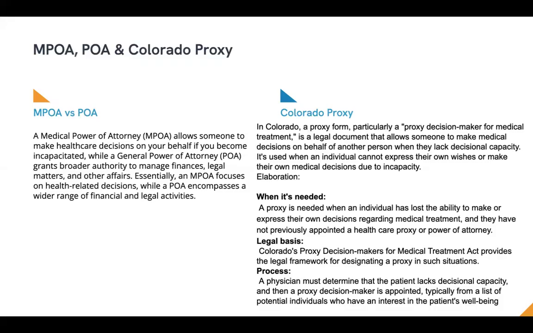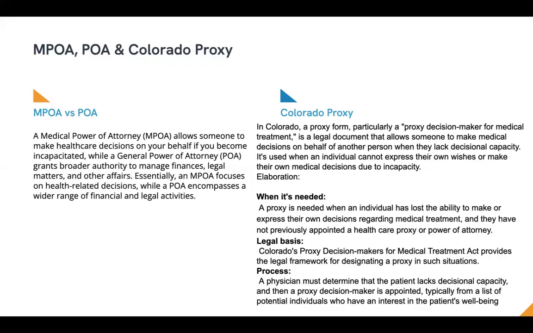So with that, a physician must determine that the patient lacks decisional capacity, and then a proxy decision maker is appointed. On the Colorado form, there is a place for all interested party members in that patient's care, who should all agree on who that proxy should be. If they don't agree, then your job is to encourage them to go the guardianship route and pursue legal guardianship, because that does happen.